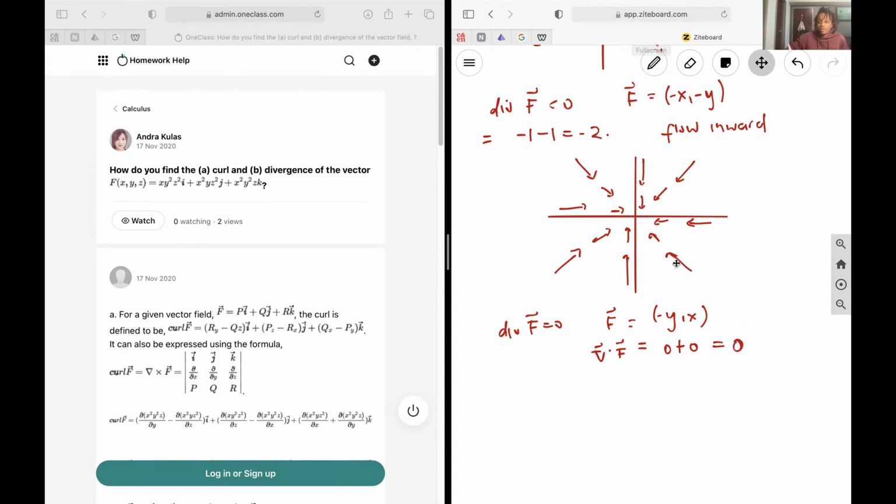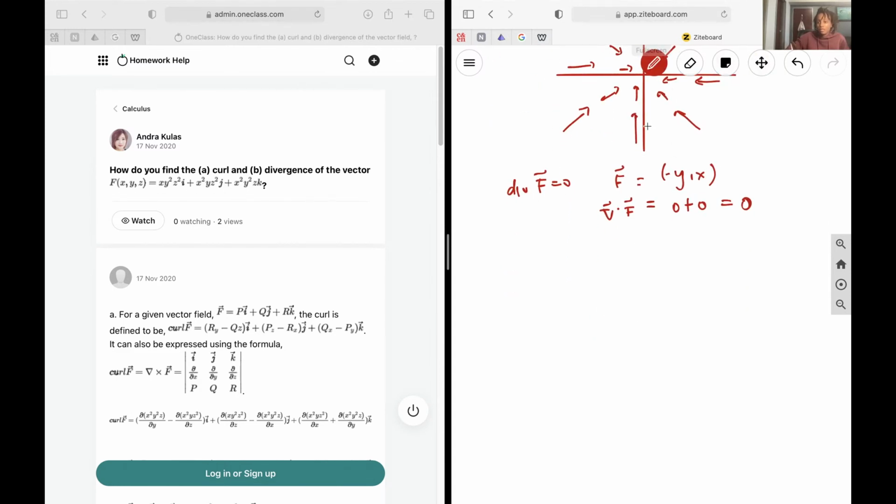And when I actually draw this one out, I will see that it tells me that the flow isn't necessarily inward or outward, which is why the divergence is going to be 0. And so what this one actually looks like is like this.